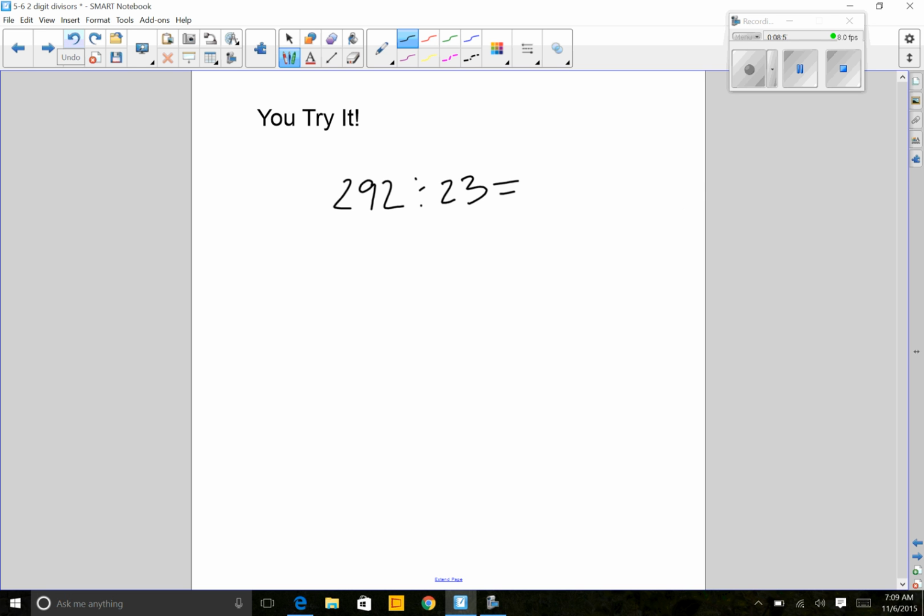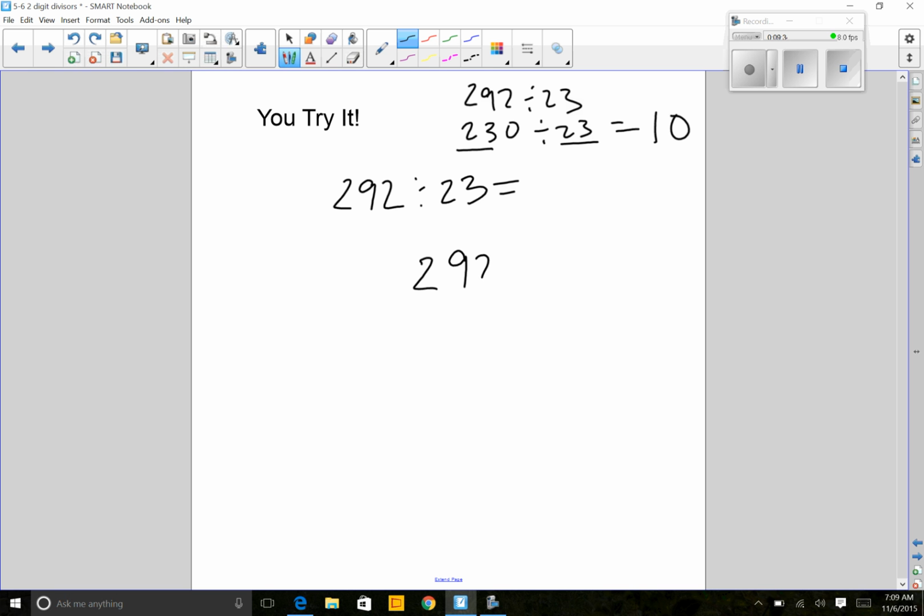Okay, why don't you try it? You try 292 divided by 23. Okay, how do we do? So let's start by doing our estimation. I'm going to rewrite the problem up here. I'm going to leave my 23 as 23 and make this 230. So 23 divided by 23 is 1, and then the 0 makes it 10. I know this is probably a low estimate, so this is going to be a 2-digit quotient, somewhere around 10, probably a little bit bigger than 10.